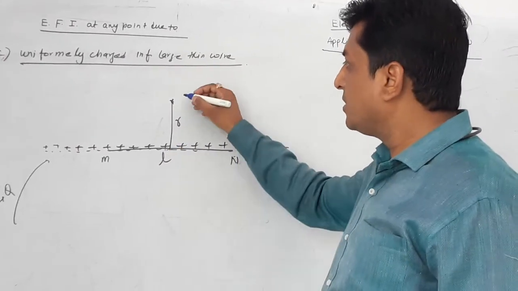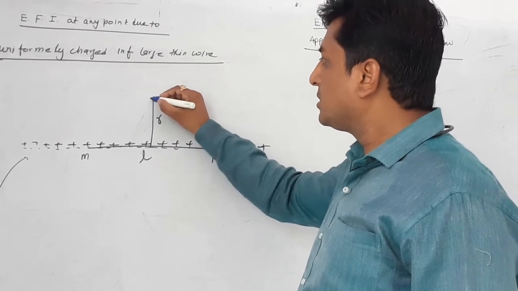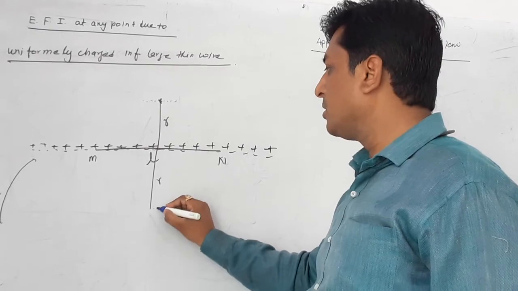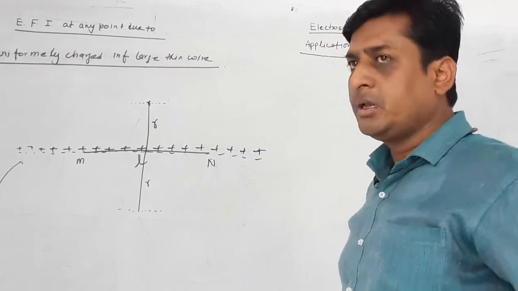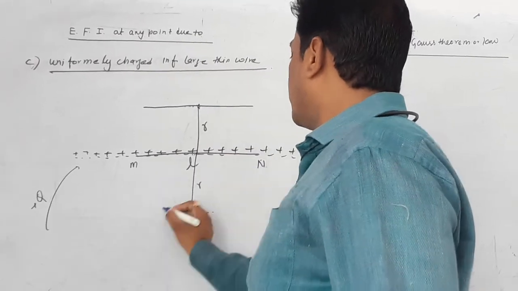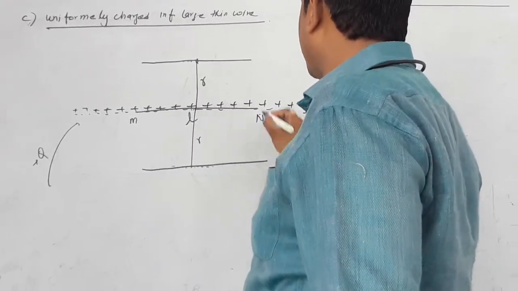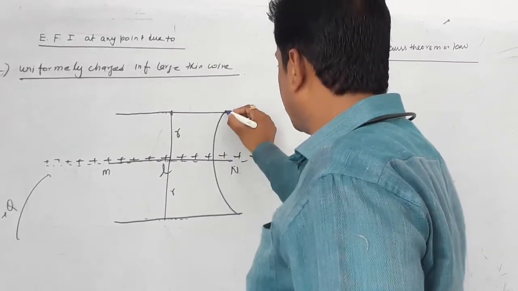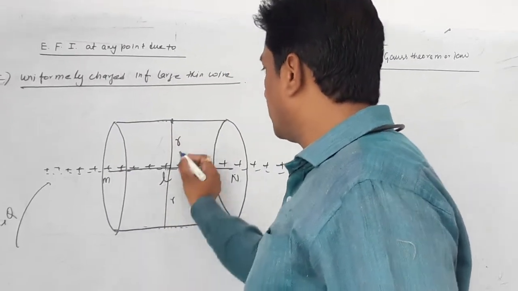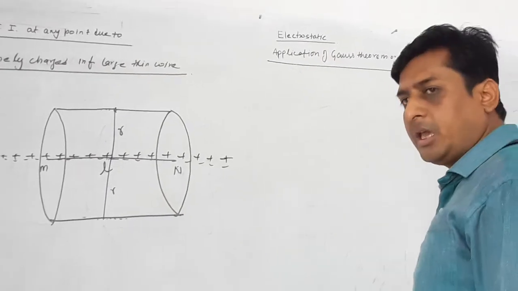For the Gaussian surface, assume a number of points on this side and on this side. In the same way, here also the distances are the same, with a number of points on this side and on this side. When you draw the locus of all such points, you will get a Gaussian surface in the form of a cylinder, whose radius is R and length is L.